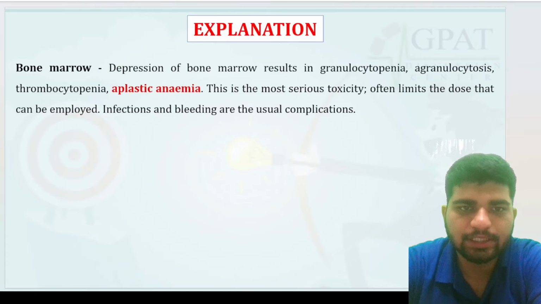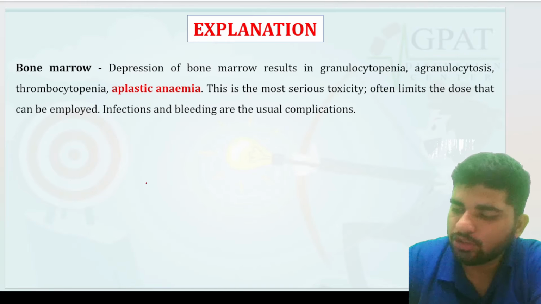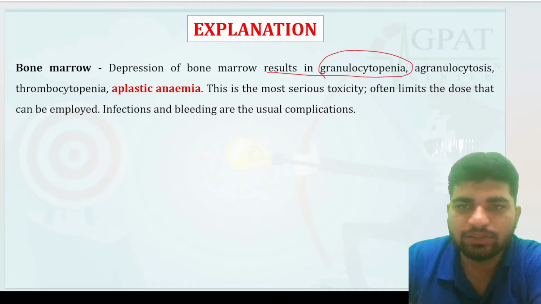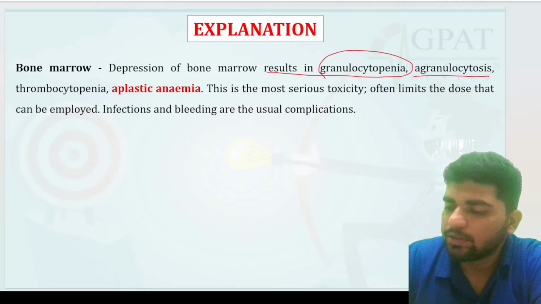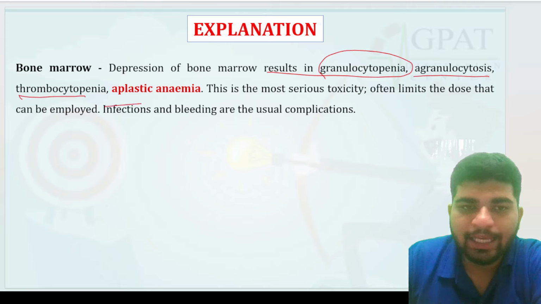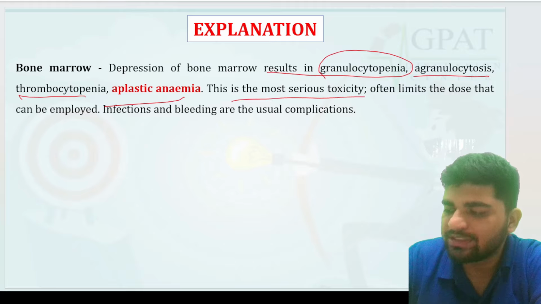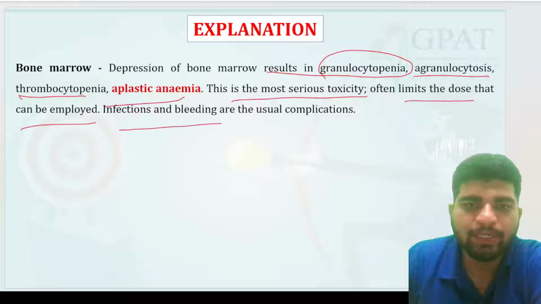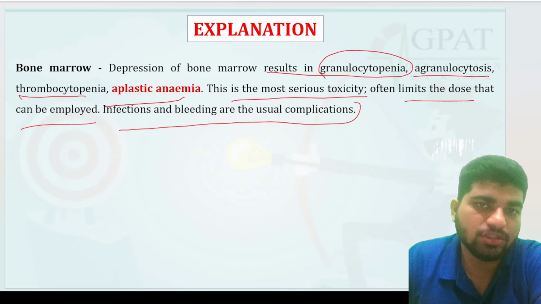Bone marrow depression results in granulocytopenia, that is agranulocytosis, thrombocytopenia and aplastic anemia. It is the most serious toxicity and often limits the dose that can be employed. Infections and bleeding are the usual complications.